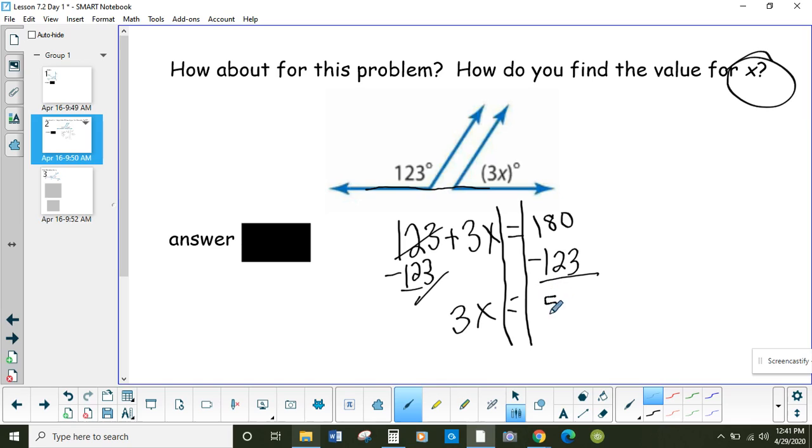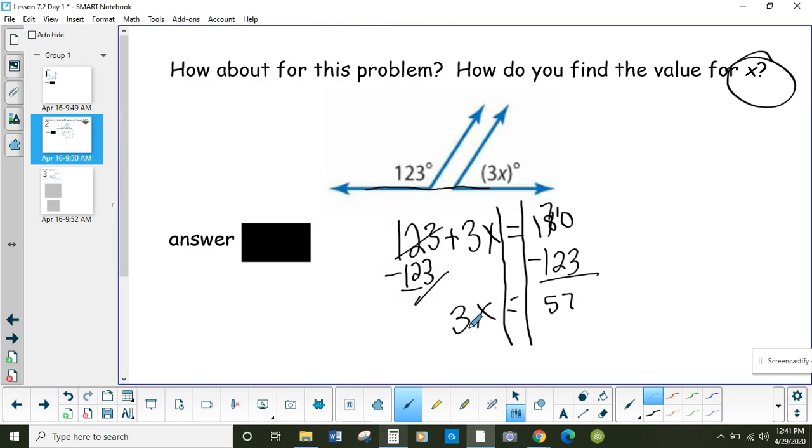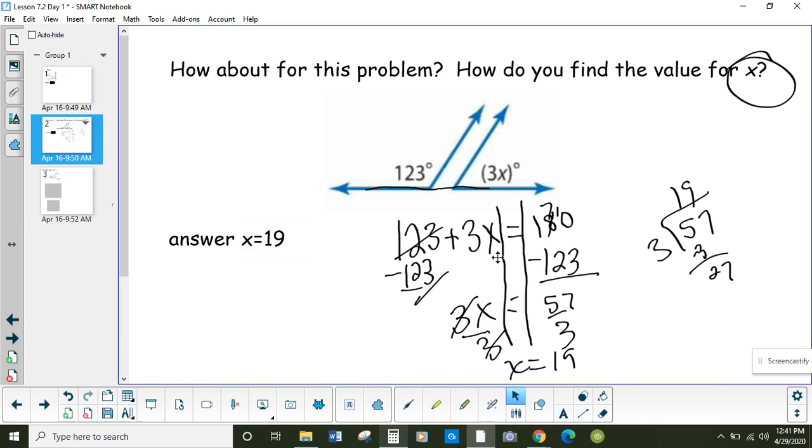I get what, 57? I better check that because I messed up last time and I'm not thinking very clearly here. So, yeah, it looks like 57. Should we double check with a calculator? I'm having one of those days where I'm just saying stuff that's not right. Oh, okay, I got something right. So that's good. Now we're going to divide both sides by the coefficient. 57 divided by 3. 3 goes into 5 one time, and 3 goes into 27 9 times. So x is 19. Now, does that mean that this is 19 degrees?